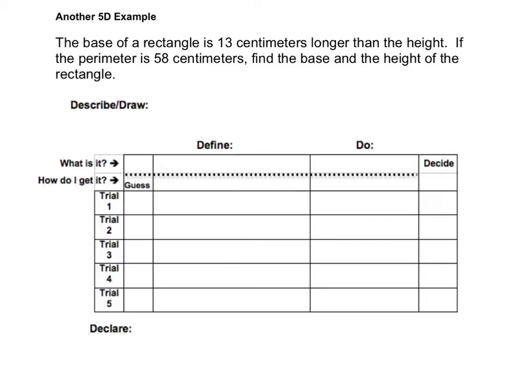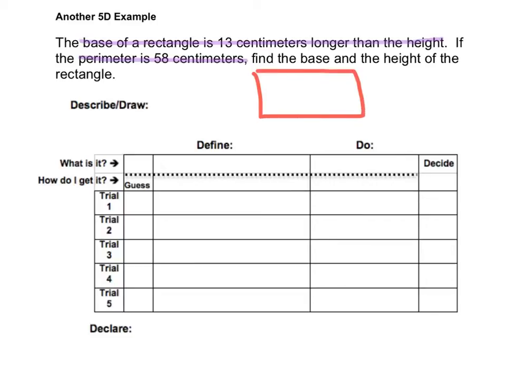Alright, the base of a rectangle is 13 centimeters longer than the height. I think that is pretty important, so I'm going to highlight that as part of my describe. If the perimeter is 58 centimeters, I think that is pretty important too. Find the base and the height. Well, I am also going to draw a picture. We're talking about a rectangle here.